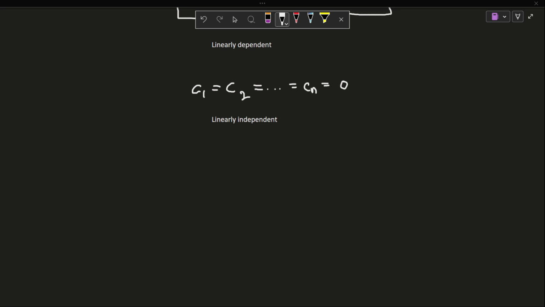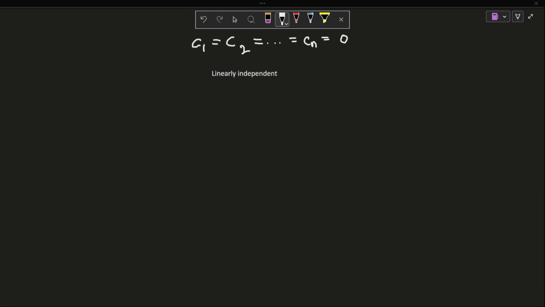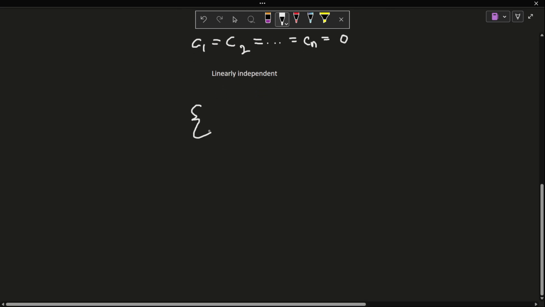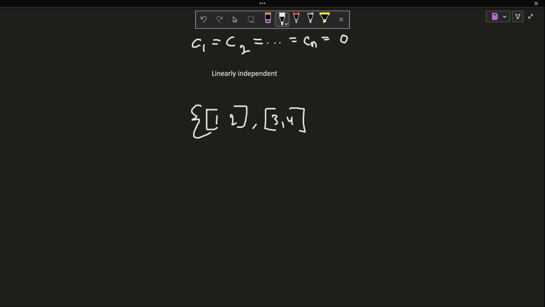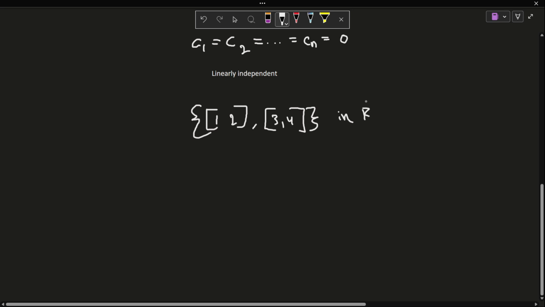So a couple of them can be 0, but not all of them have to be 0. Okay, so let's take an example of a couple of tuples. We have this set of two tuples here: (1, 2) and (3, 4). These are in our set of two tuples, and we're going to see if these are linearly independent vectors.